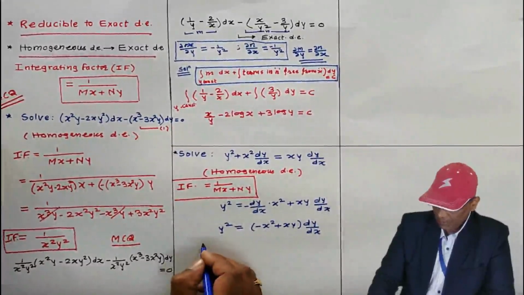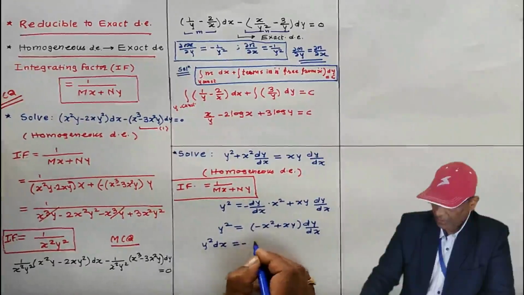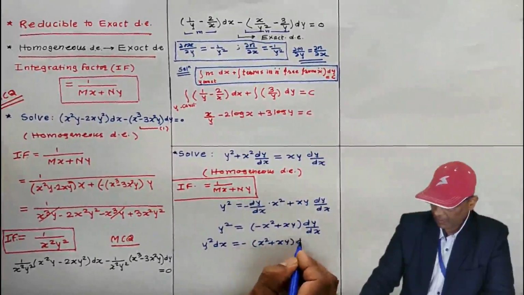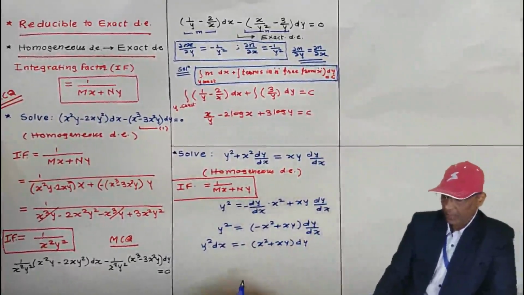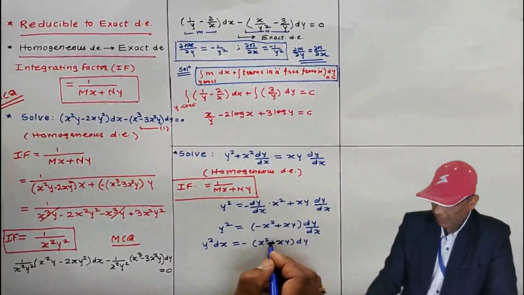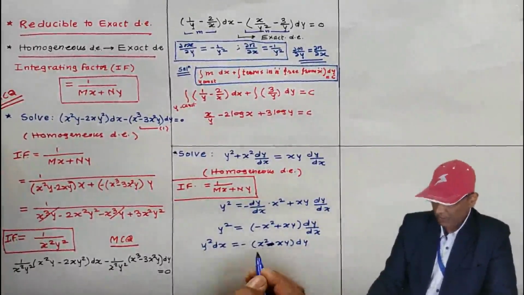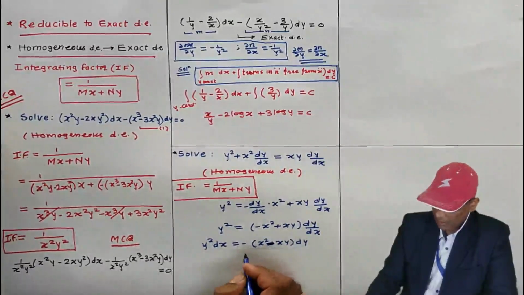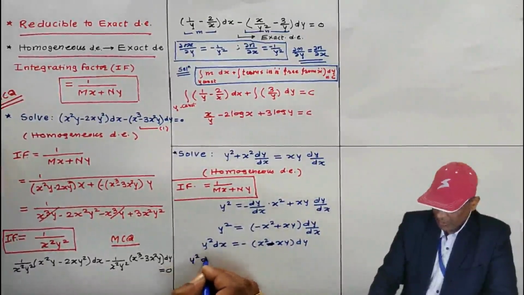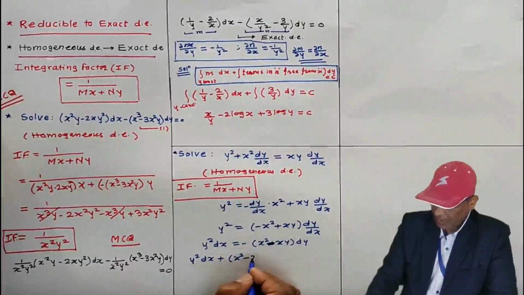Then cross multiplication, y square dx equal to minus of x square plus xy dy. Is it? This dy and this minus sign I am taking, it will be minus then. Okay, it will be minus, but it is not necessary to take the minus sign common. Without taking it, you can solve the problem. Now I am shifting this to the left hand side, y square dx plus x square minus xy dy.